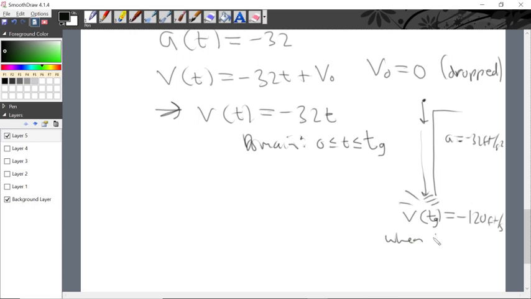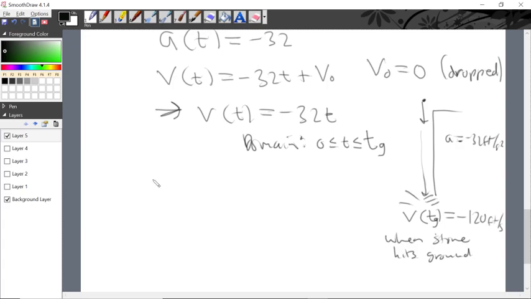This is what happens when the stone hits the ground. After that time, the stone is no longer moving along this velocity function, right? It's bouncing or it's stationary. It only is moving with this velocity for this time interval here.